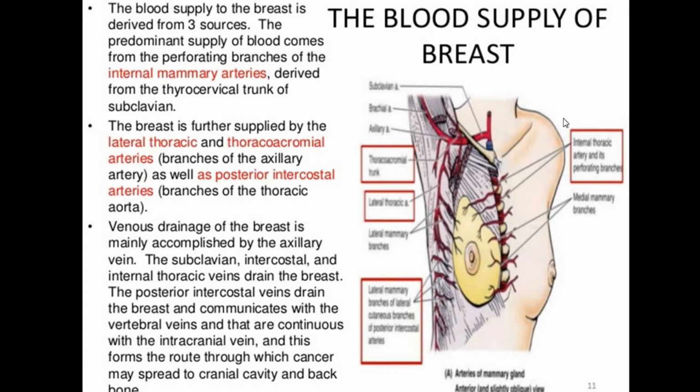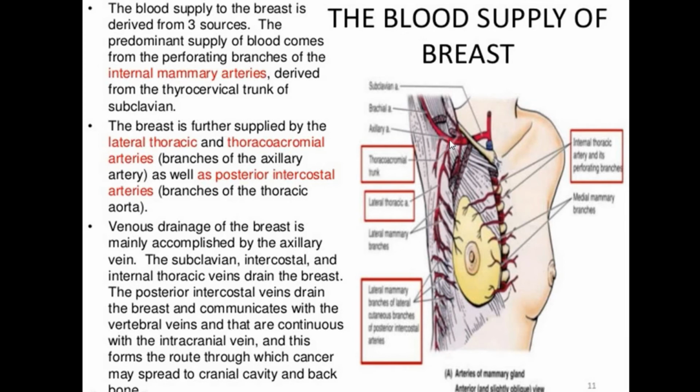Now the blood supply of the breast is that the breast is supplied by three sources. The three branches arise from the axillary artery, the internal mammary artery, a branch of the subclavian artery, and the branches from the posterior intercostal arteries. So three main sources are the main supply of the breast tissue.